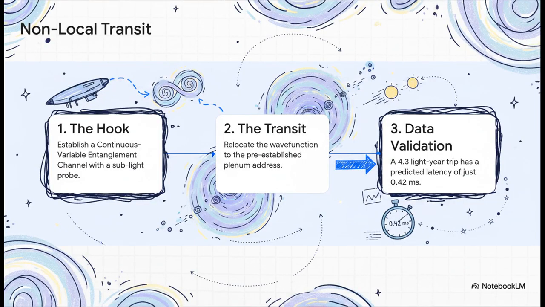And then there's the big one, non-local transit. Yeah, we're talking wormholes. The paper lays out a clear step-by-step protocol. First, a probe sets up an entanglement link. That's the hook. And this is absolutely crucial. The system is designed to protect causality, meaning no new information can be sent faster than light. Once that link is stable, the system just relocates an object's entire quantum wave function to the pre-established address. And the predicted travel time for a 4.3 light-year trip to our nearest star system? Just under half a millisecond.